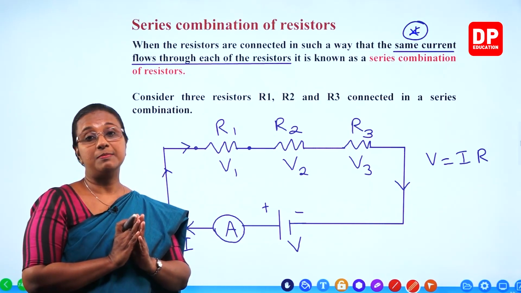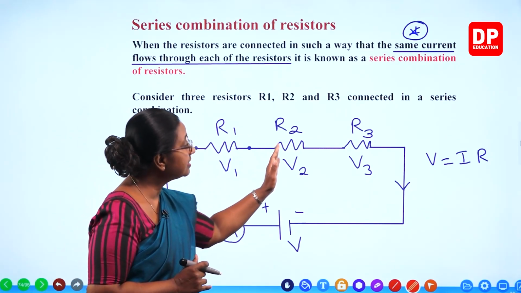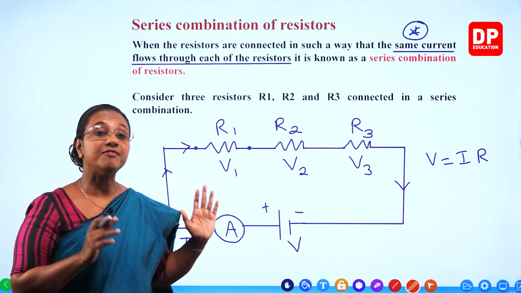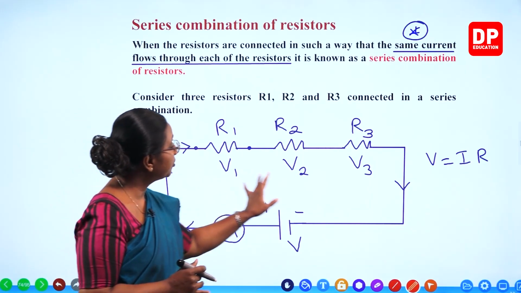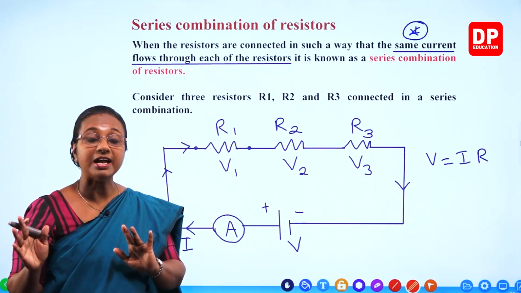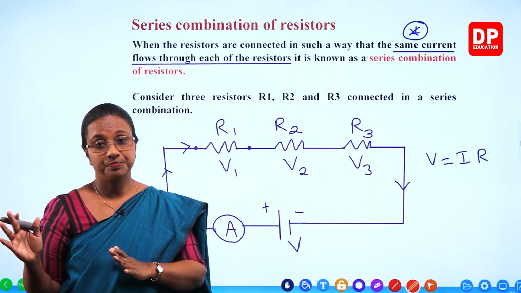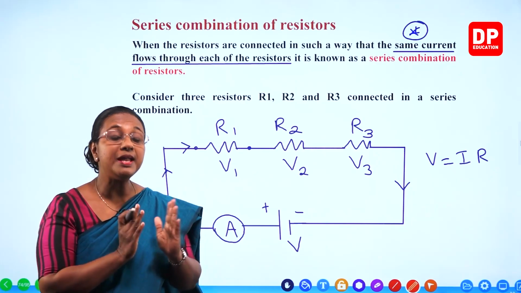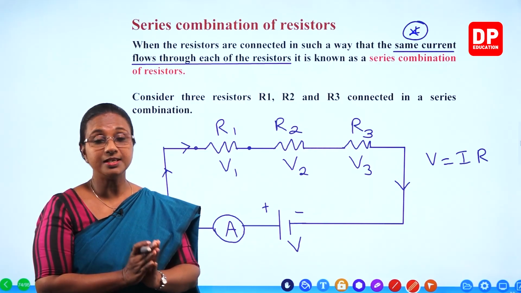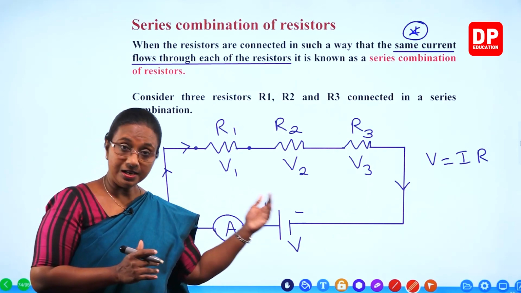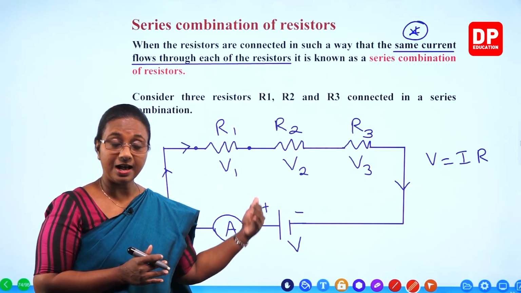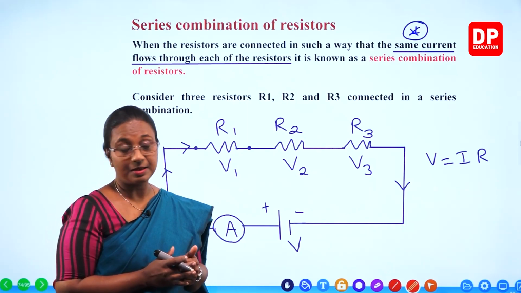And you have to remember, students, if the resistors are equal, if they have the same value, same magnitude, then the potential difference will be divided equally. Otherwise, depending on the value of the resistor, the potential difference also will vary. We will look at some more examples after we discuss this concept.